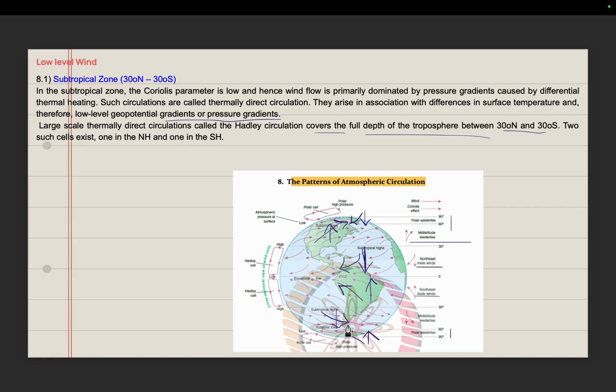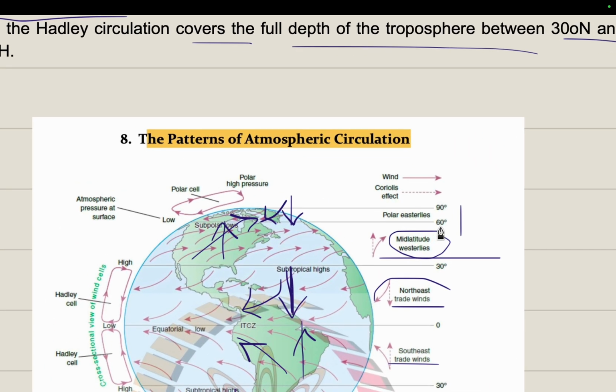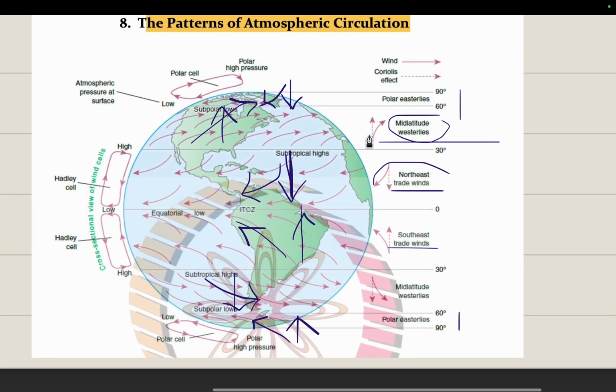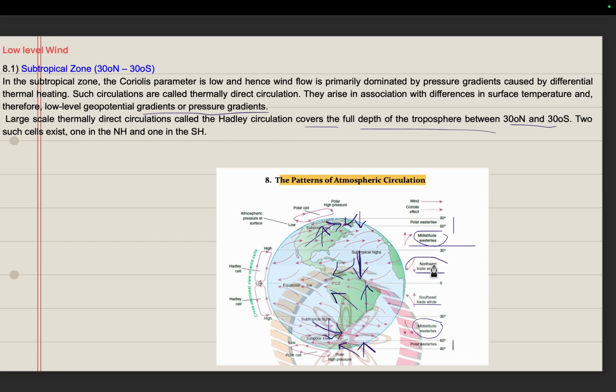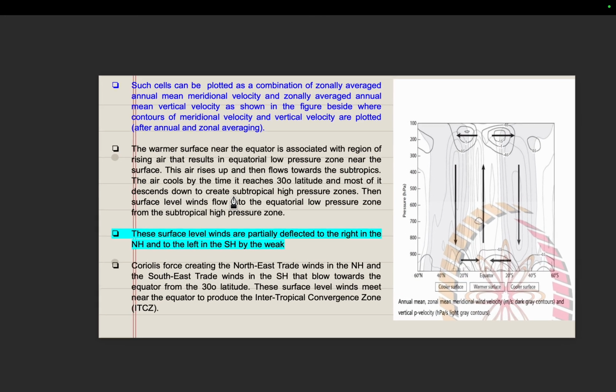Yes. They will bend this direction. The two Ferrel cells are known as the mid-latitude westerlies, in the south and in the north. Now we can see such cells.